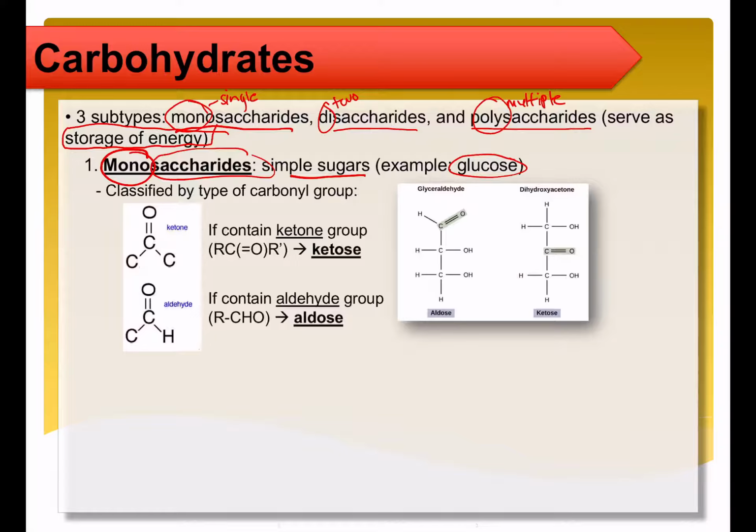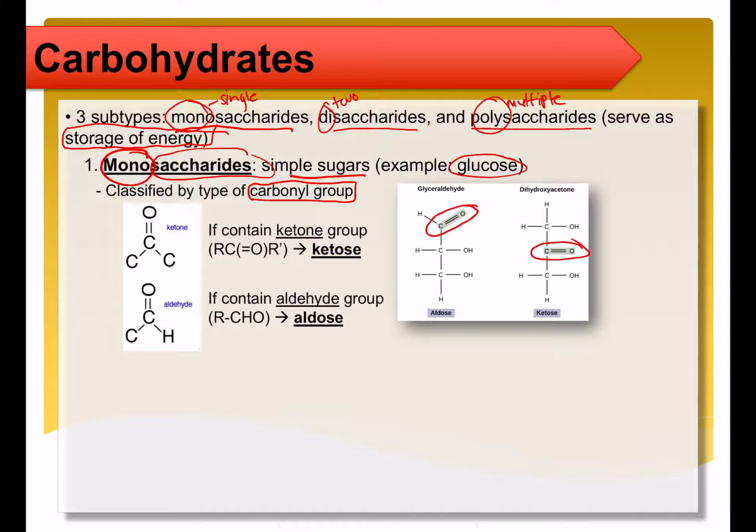The first naming scheme has to do with where the C double bond O, or what we call the carbonyl group, is. So the carbonyl group is the C double bond O. Remember, we talked about the application of functional groups last chapter.